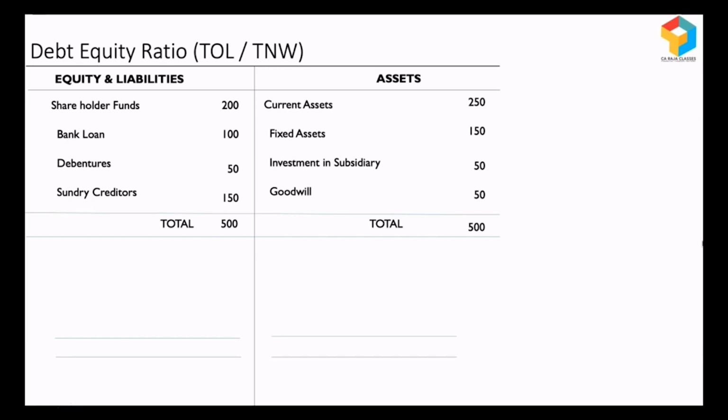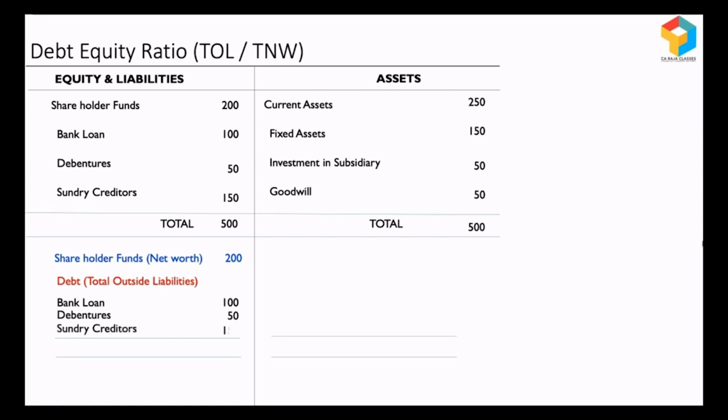So we have to find out what are shareholders funds, and in this case it is pretty straightforward, 200. Then we have to compare that with the debt, which is outside liability. So bank loan of 100, debentures of 50, and sundry creditors of 150. And what is the total? Total outside liabilities is 300. So debt equity we can calculate as debt divided by equity, or total outside liability by net worth. 300 by 200 will give us debt equity ratio as 1.5:1.